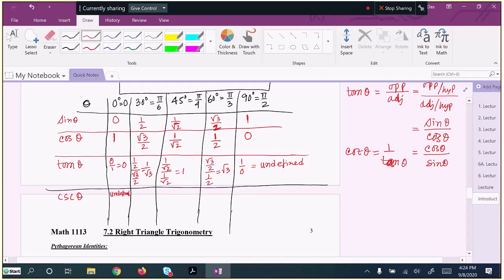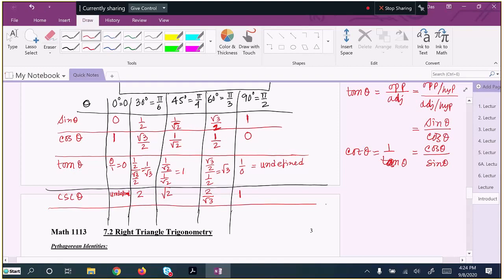Sine of 30 is 1/2. Flip it, you get 2. Sine of 45 degrees, 1 over square root of 2. Flipping it, I get square root of 2. Sine of 60 is square root of 3 over 2. So I can write it as 2 over square root of 3. Sine of 90 is 1. 1 over 1 is 1.